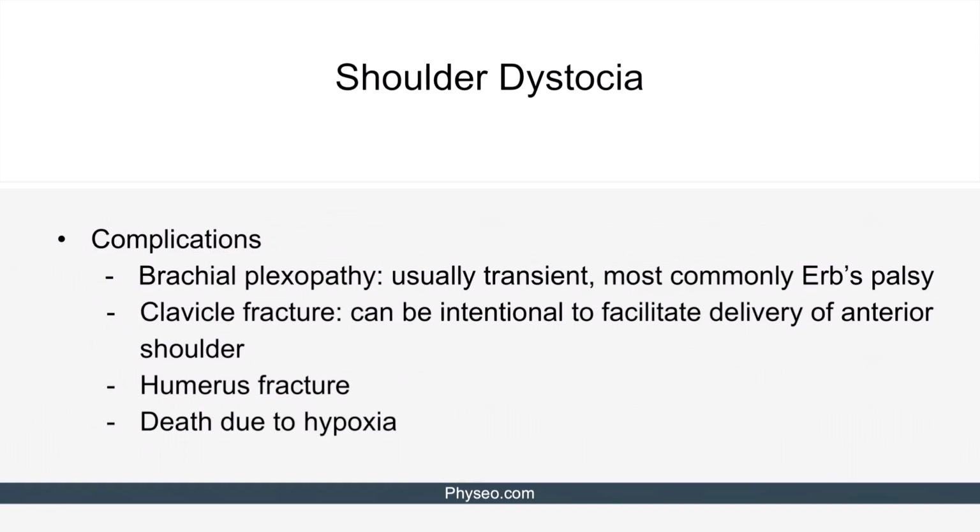Shoulder dystocia can be associated with many complications. For example, it commonly causes brachial plexopathy, which is usually transient. Although shoulder dystocia can cause both Erb's palsy and Klumpke palsy, the most common one is Erb's palsy. It can also be complicated by a clavicle or humerus fracture. A clavicle fracture can be intentional as well, because this can help facilitate the delivery of the anterior shoulder. Finally, shoulder dystocia can result in death due to fetal hypoxia.